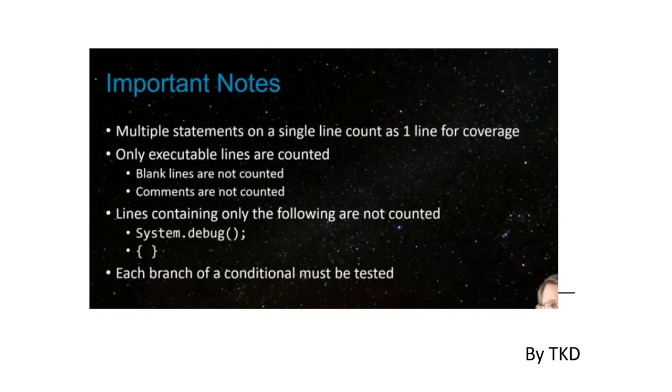Another important thing to note here is that each branch of a conditional must be tested. For example, if you have an if condition and an else condition, both these branches have to be tested. Suppose you have an if-else and then another else, you have to test all the branches. Only then can we say that our code is covered.